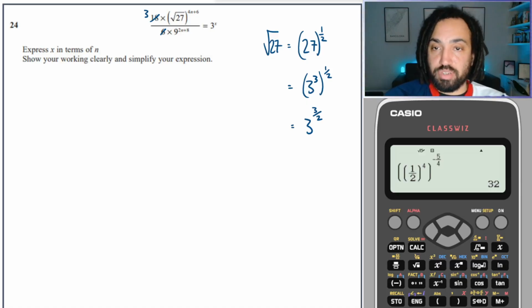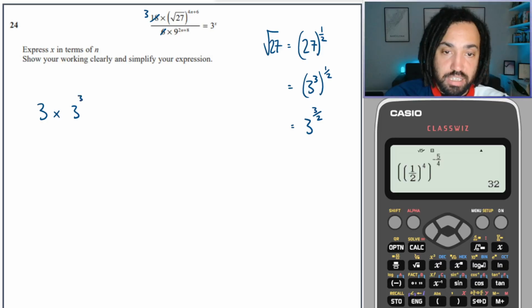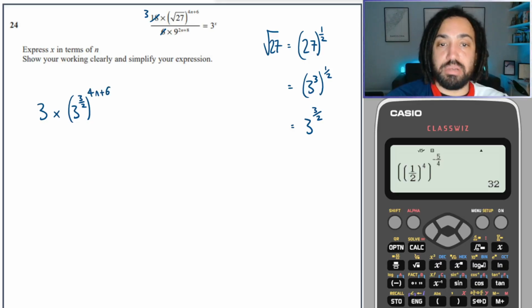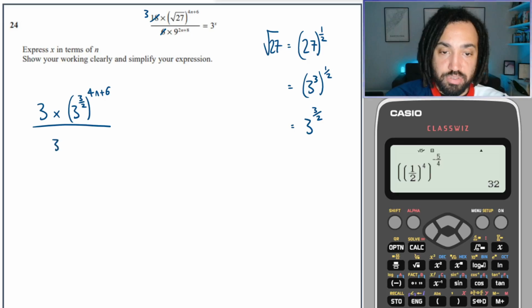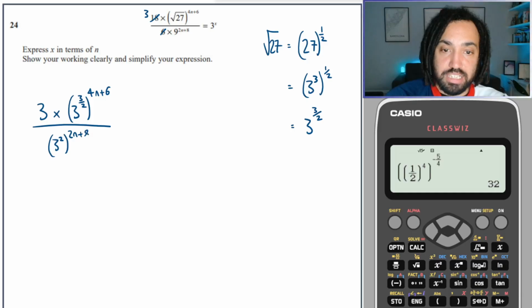Okay, great. So let's rewrite this now. The top line is 3 times by 3 to the 3 over 2, which is the same as root 27, as we just proved, and 4n plus 6 is the power. And that's all over 9, which I know is 3 squared, to the power of 2n plus 8.